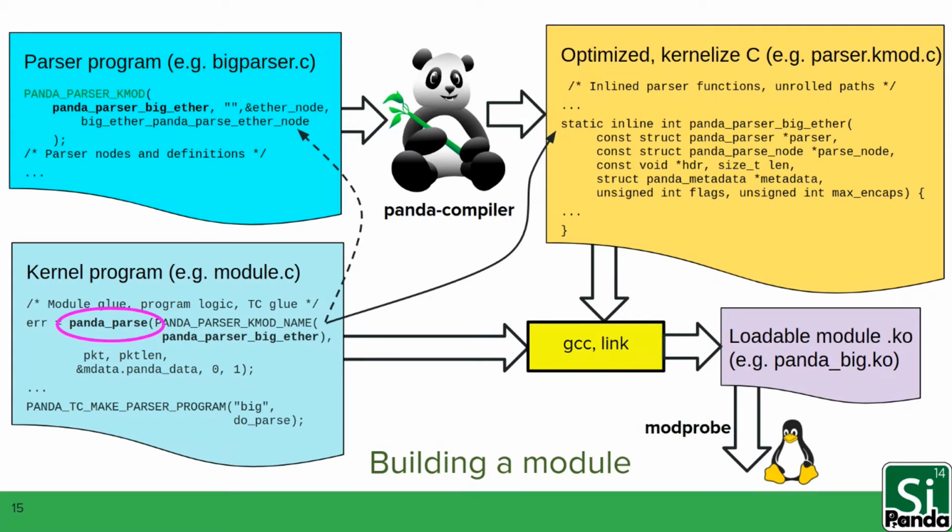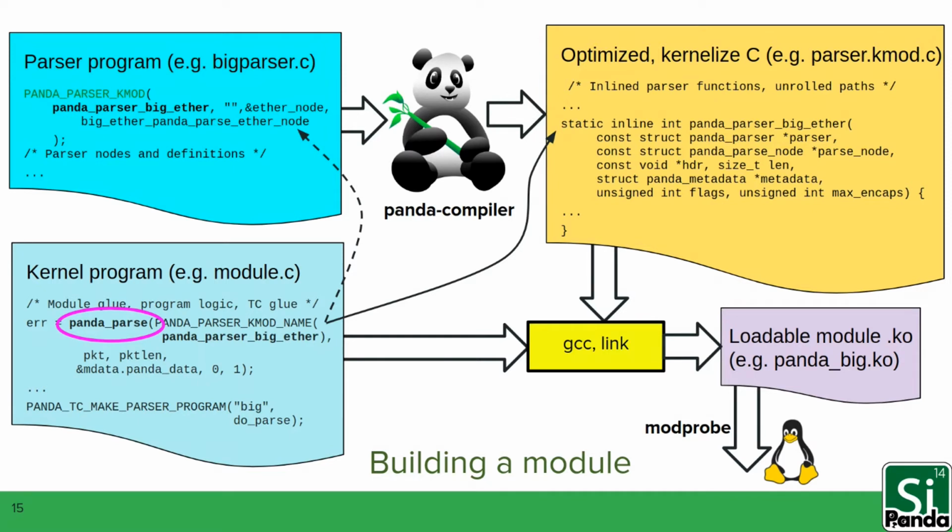The kernel program is really what would invoke the PANDA parser, and that is done by the command highlighted in purple, panda_parse. That simply takes the name of a parser and some fundamental information about the packet: packet length, pointer to the metadata, and a couple of flags. So these two things together define the kernel module that invokes a PANDA parser.